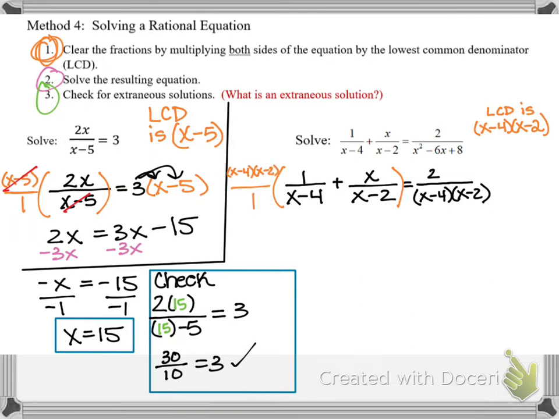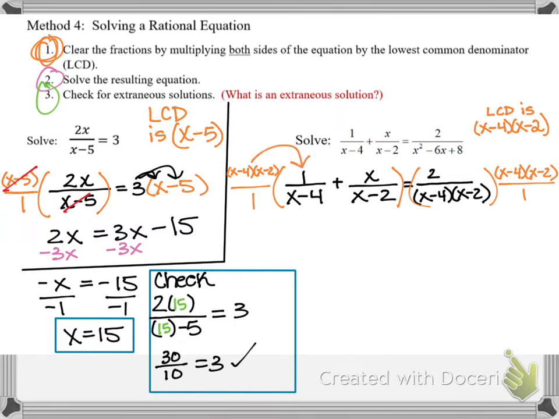x minus 2. So on the left-hand side, I'm going to put it over 1 because when I distribute, I will be distributing it to fractions. So it's nice, again, to see the numerator and the denominator. I'm going to do the same thing on the right. So now I'm showing that I'm multiplying both sides by the product x minus 4 times x minus 2.